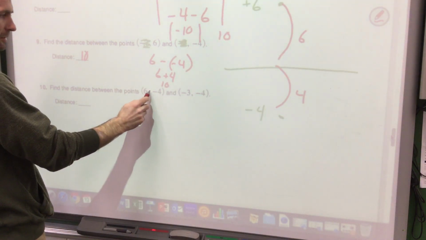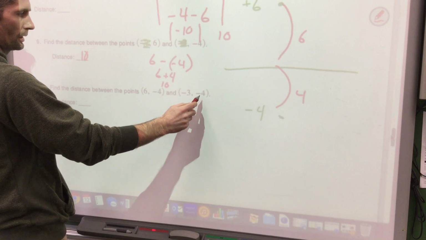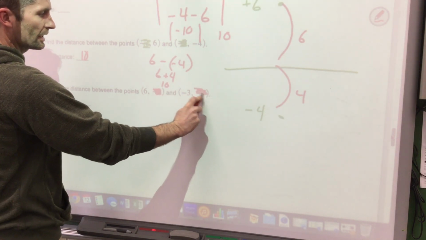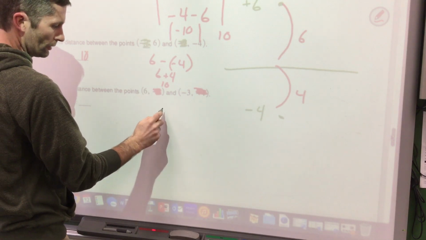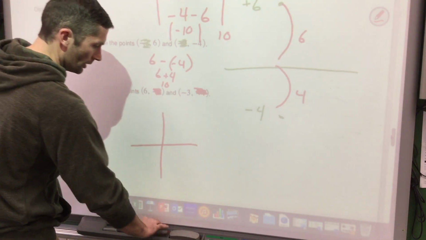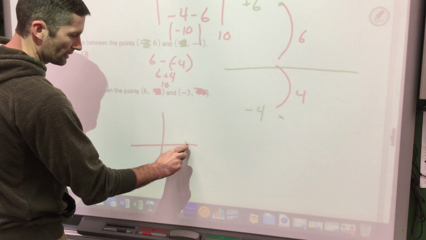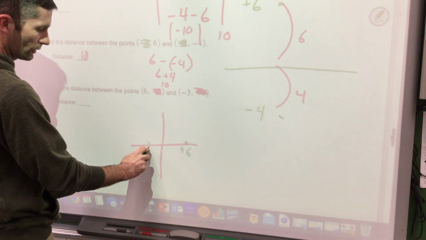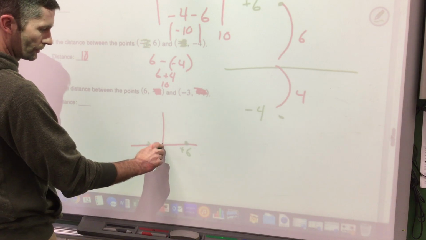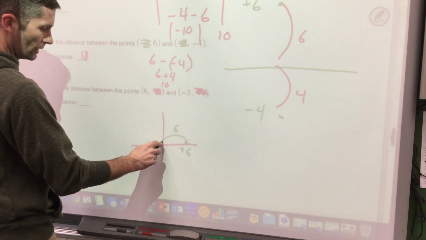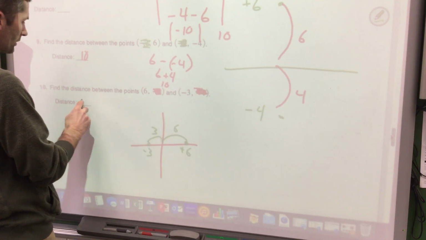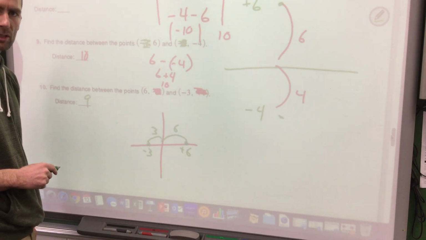All right, find the distance between 6 and negative 4, negative 3 and negative 4. Okay, so my y's are the same this time. It's my x's that are different. So if here's my coordinate plane, this is over here at positive 6, and this is this way at negative 3. Okay, so that's 6 away from 0 this way, and 3 away from 0 this way. So 6 minus negative 3 is 9. They're 9 apart from each other.